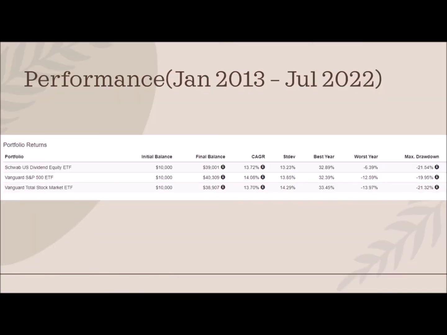So let's look at performance. This is starting in January 2013, going through July 2022, the latest data available, comparing the U.S. Dividend Equity ETF to the S&P 500 and the total stock market ETF. Wanted to see how it compares against those because we haven't done any other ETF reviews. We'll compare dividend ETFs to dividend ETFs once we have more of that data.